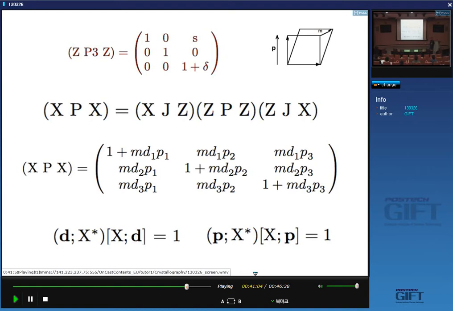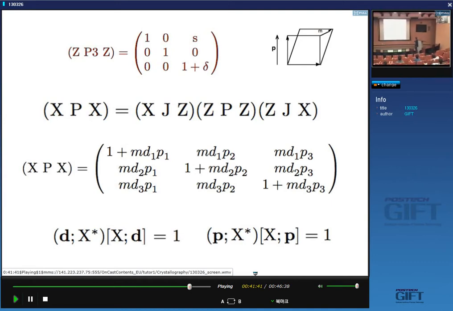If you do that, this is the general form of the matrix expressed here, where d1, d2, and d3 are the components of a unit vector along the displacement direction. And P1, P2, and P3 are the components of the plane normal, a unit plane normal. And M is the magnitude of the displacement. So this represents all invariant plane strains. If you know the displacement direction, and if you know the plane on which that displacement happens, and M is the magnitude of the deformation, you can derive any invariant plane strain in whatever axis you've chosen.